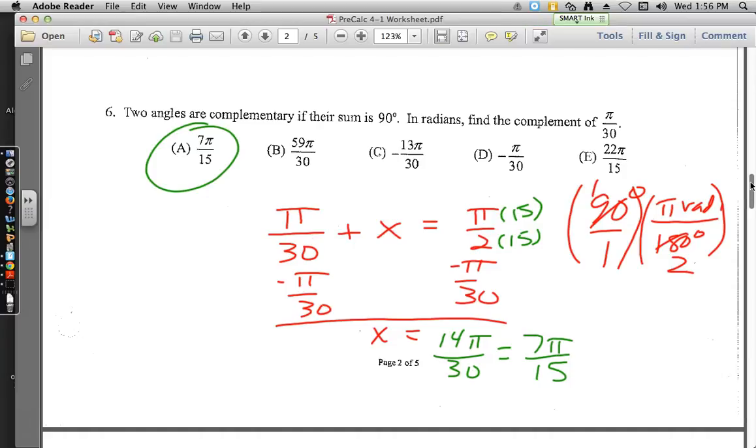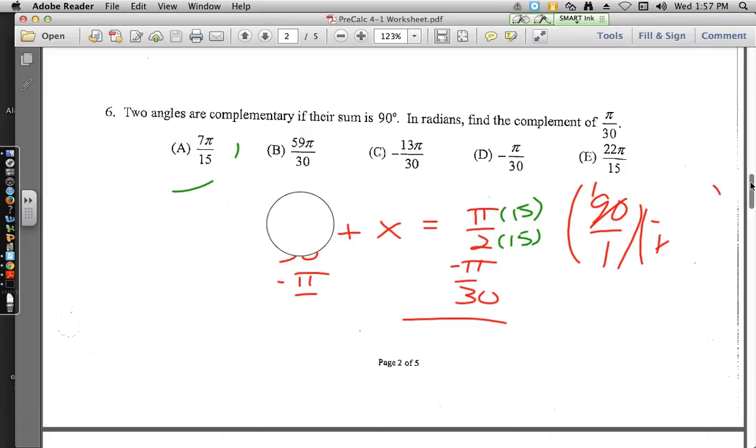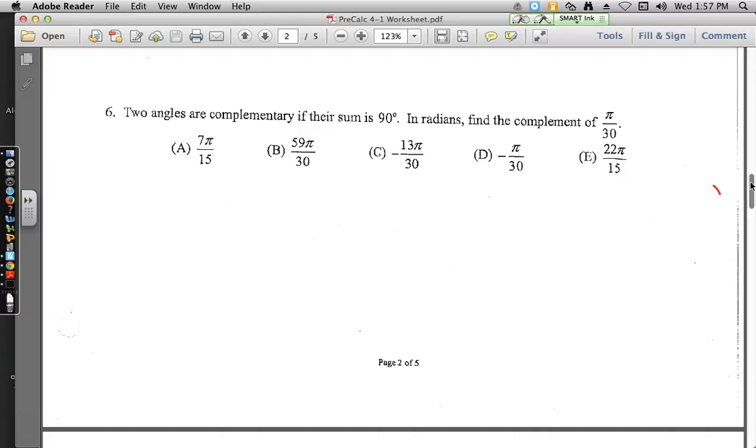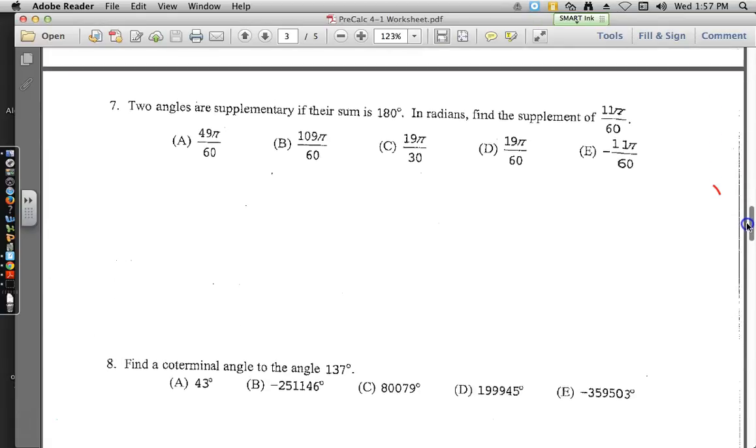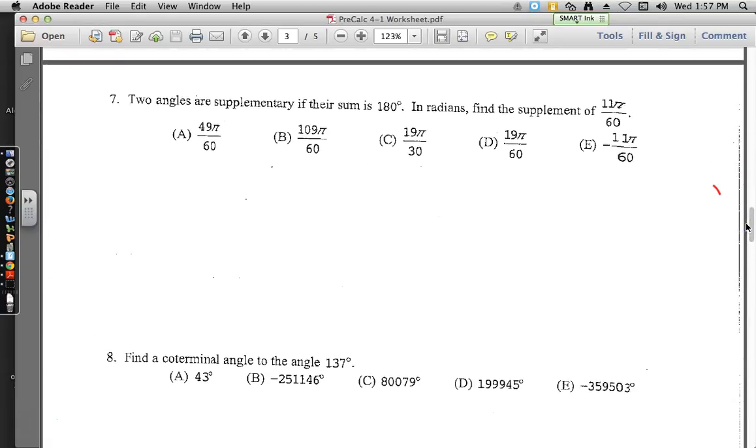So you can think of it in terms of algebra. You know, you have something missing, you want to find it, set up an equation, and solve it from there. So number 7 is probably the supplementary problem, and you're going to see that that one is very similar. So in number 7, it says 2 angles are supplementary if their sum is 180 degrees. Find the supplement of 11 pi over 60. So we have 11 pi over 60.